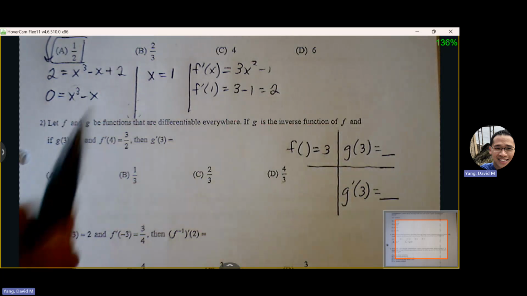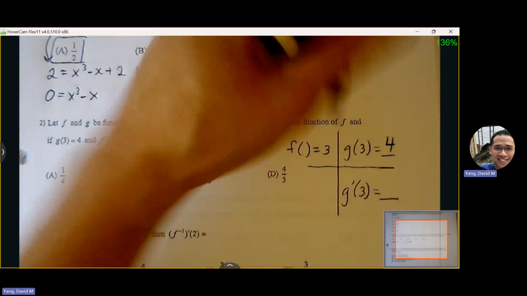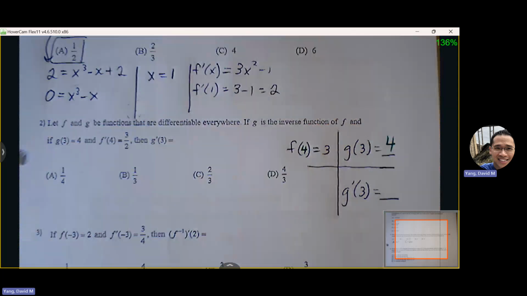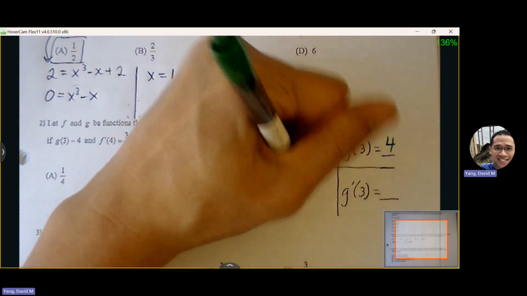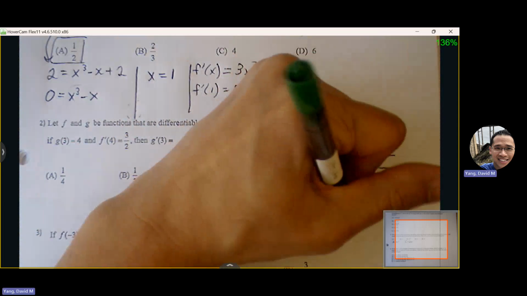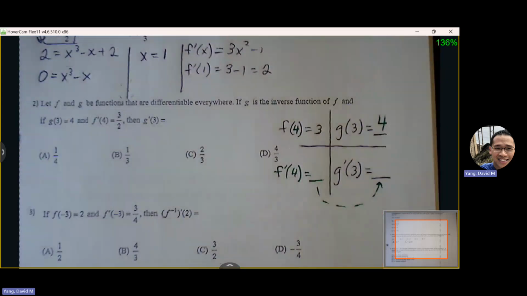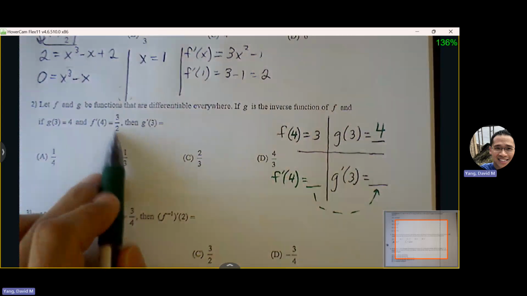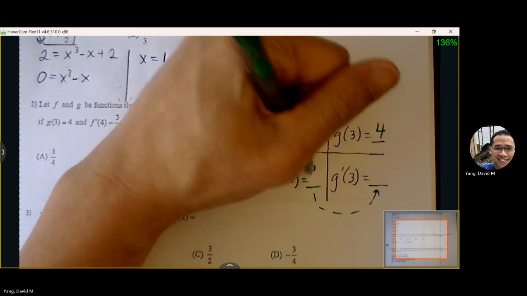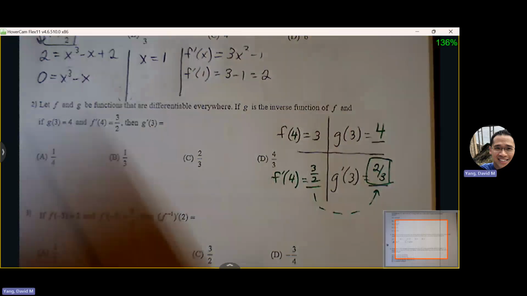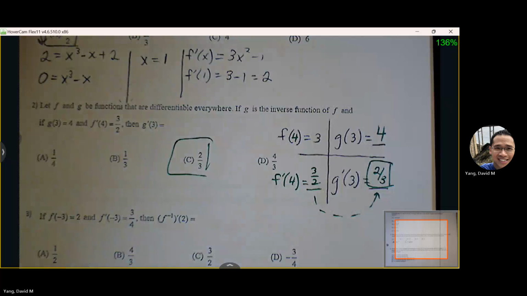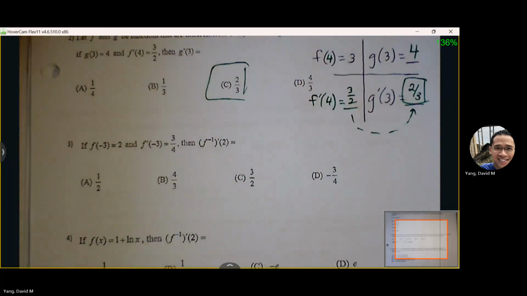We know g of 3 equals 4. So that's going to force us to know my order pair on the function side must be (4, 3). So if I can find f prime of 4, then I know that number will lead me to what I'm looking for. So f prime of 4 is 3/2. So then simply 2/3. Okay, try number 3.